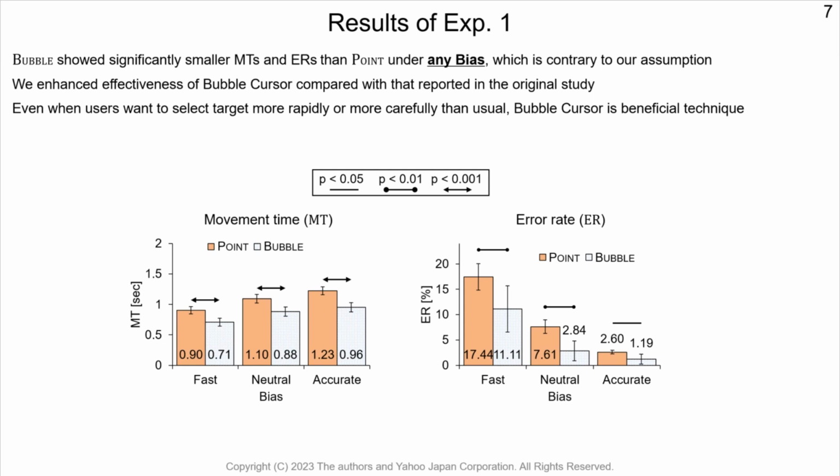The results showed that bubble cursor had significantly smaller movement times and error rates under any bias. This result rejected our assumption that we may reach a negative conclusion under the fast or accurate bias. So we enhanced the effectiveness of bubble cursor compared with the conclusion in the original study. That is, even when users want to select a target more rapidly or more carefully, bubble cursor is a beneficial technique compared with the baseline.